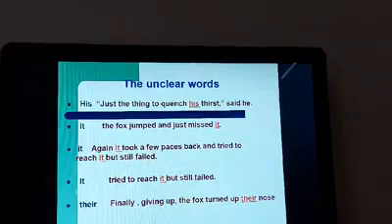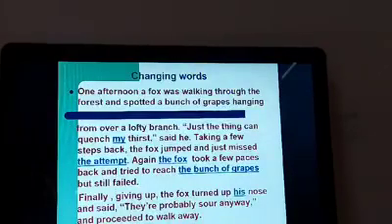"It tried to reach it, but still failed." Here again the use of "it" is confusing. "Tried to reach it, but still failed." Okay, and in the last sentence, I have told, "finally giving up the fox."